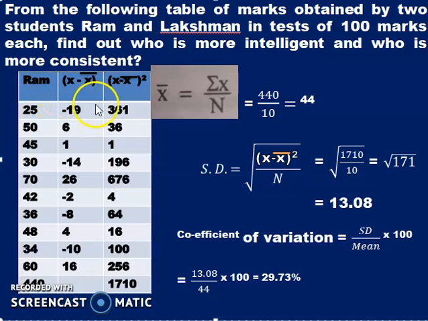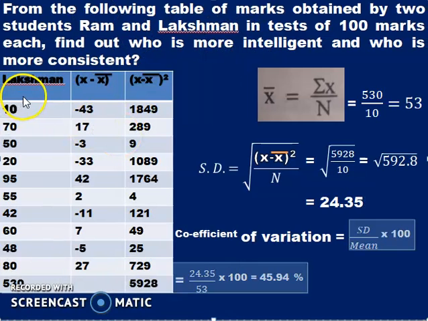Next we have to find Lakshman's data. Then only we can conclude who is more intelligent and who is more consistent. So next we are going to see the student Lakshman. His marks are given. Then we have to find the standard deviation first. For that we have to find x bar first.